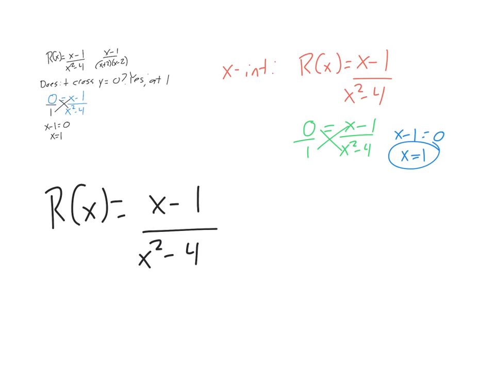Now how do we find the y-intercept? Plug in 0 for x. So these terms become 0. So what am I left with? Positive 1/4. So there is a y-intercept and it is at 1/4.